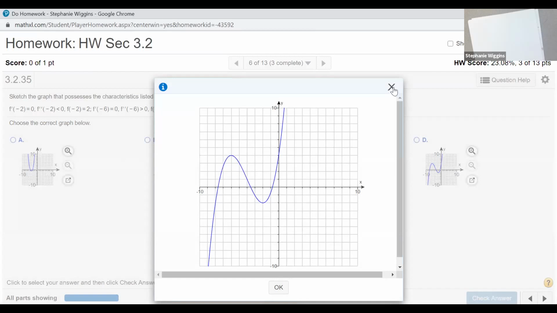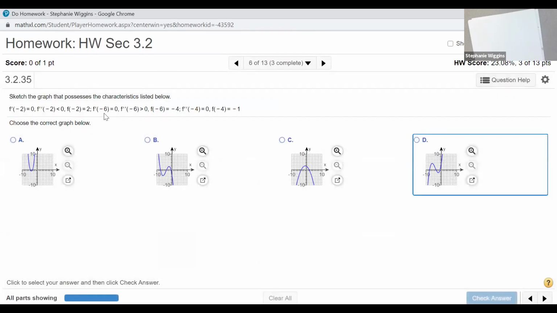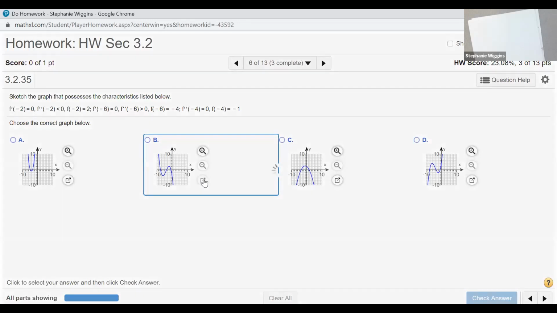See right here? This graph also satisfies this one right here. We just showed the derivative, first derivative at -6 is 0 because there was a relative maximum there. So D is looking pretty good right now. The other one was B. So we've eliminated A and C, and now we've got to see if we can eliminate B somewhere. So let's go through this list and see where we can eliminate B.